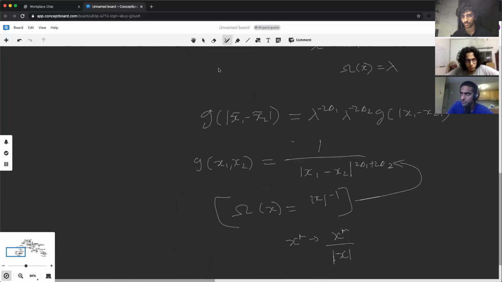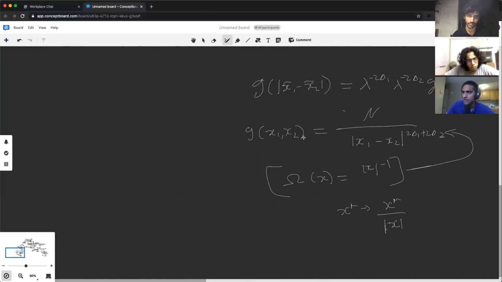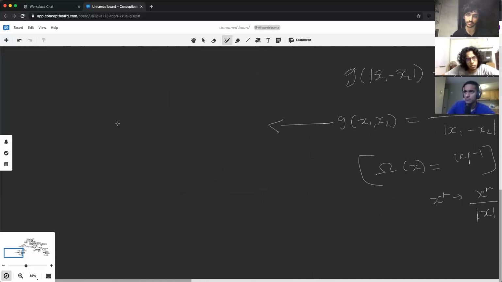To be perfectly honest, we don't know that the numerator there should be 1. It could be some constant. You can call that constant some normalization, curly N. So then if we add on our additional requirement, we will get curly N over x1 minus x2 to the power 2 delta.